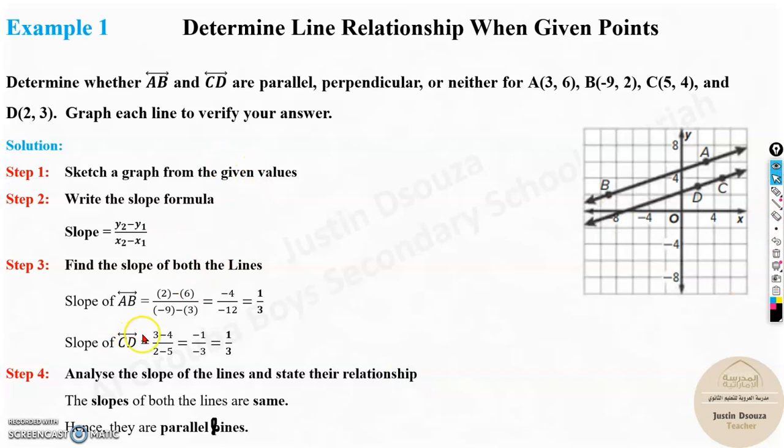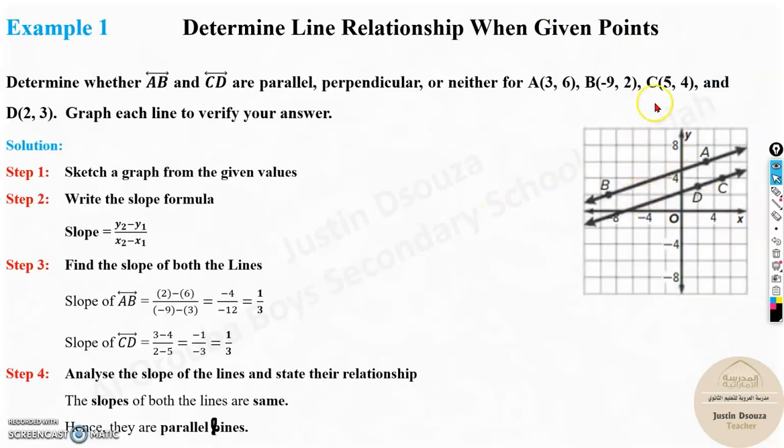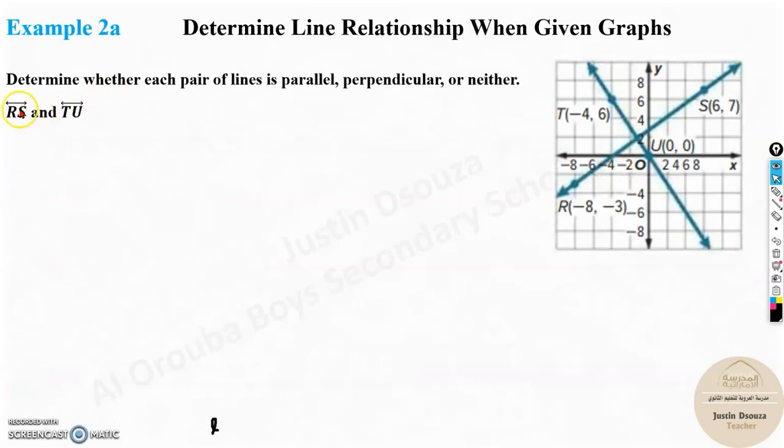Anyways, now let's go to the next problem. Determine the line relationship when given graphs. The graphs are given over here in this case. See, in the previous one, the graphs were not given. We had been given points. Now, let us see. They have asked us to find whether RS and TU are perpendicular, parallel, or neither. So obviously you can rule out parallel because they're intersecting. This is not true. It should be perpendicular or neither. Let's see them. And the points are there. See the points T, U, S, and R.